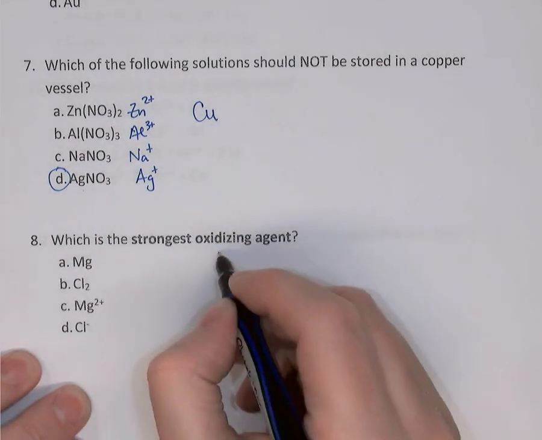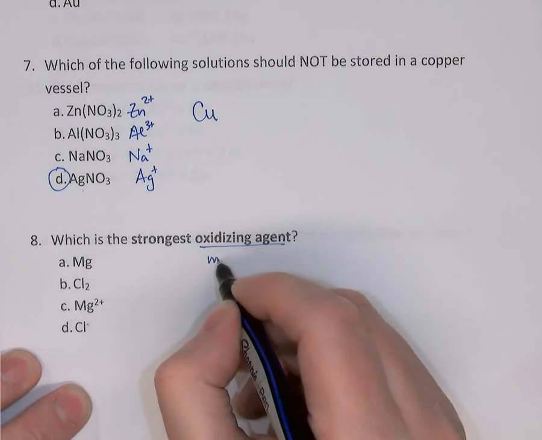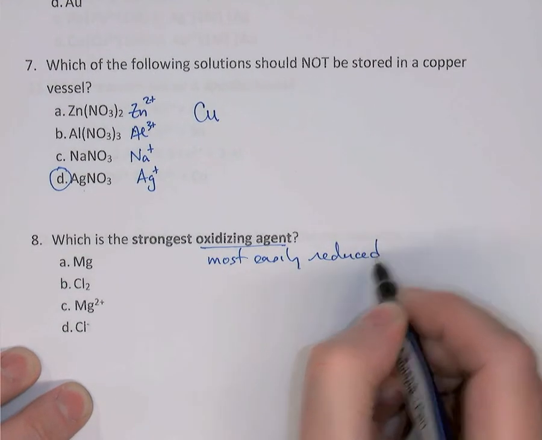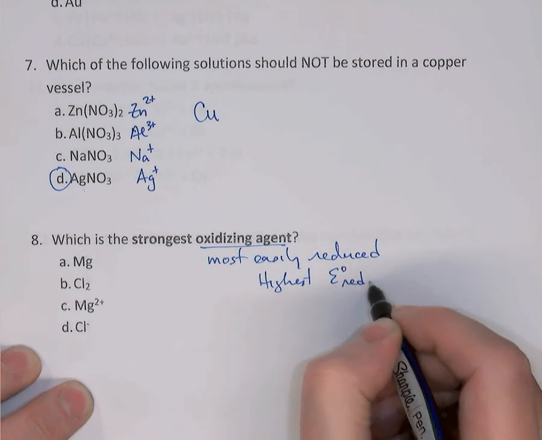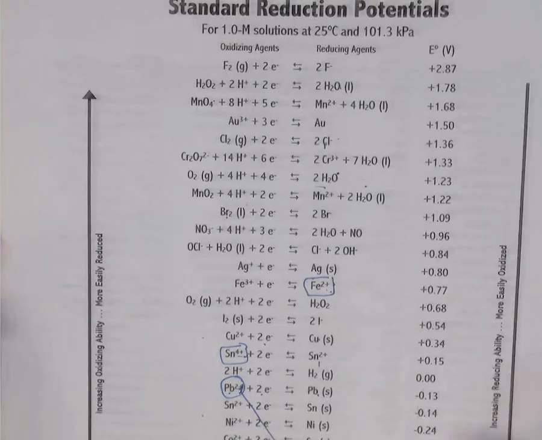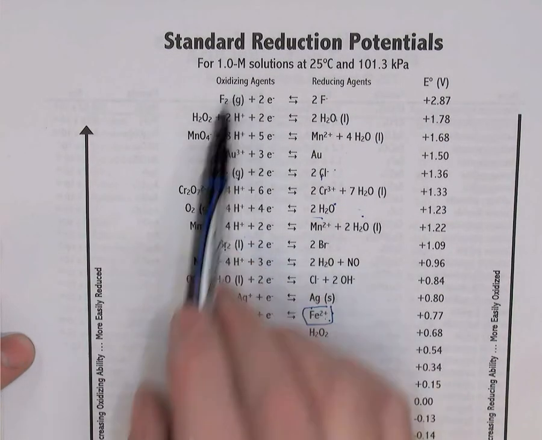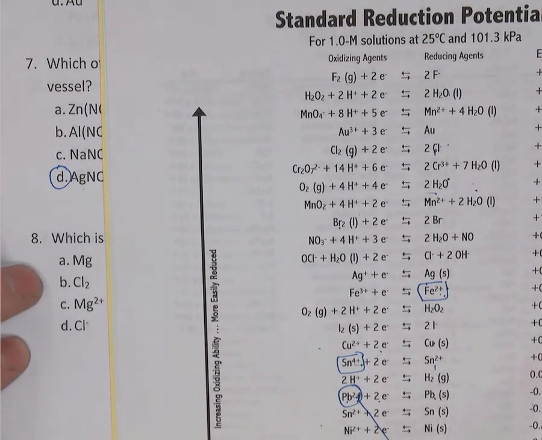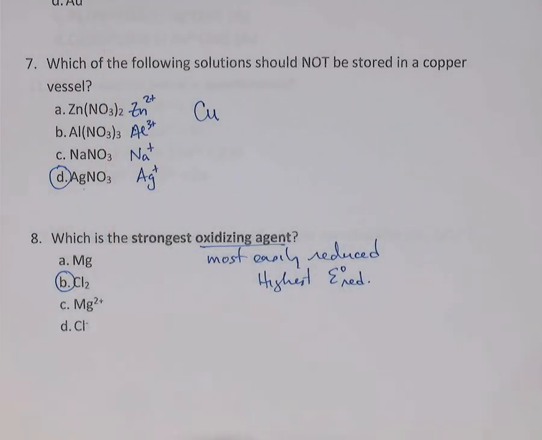Again, strongest oxidizing agent. The oxidizing agent gets reduced, so we want the most easily reduced, and that means we want the highest reduction potential. That's my reasoning. So looking on the chart, things that get reduced are on the left-hand side. That's why it says at the top, these are the oxidizing agents. And I want the one with the highest reduction potential. So looking at those choices, chlorine jumps out as the best choice.